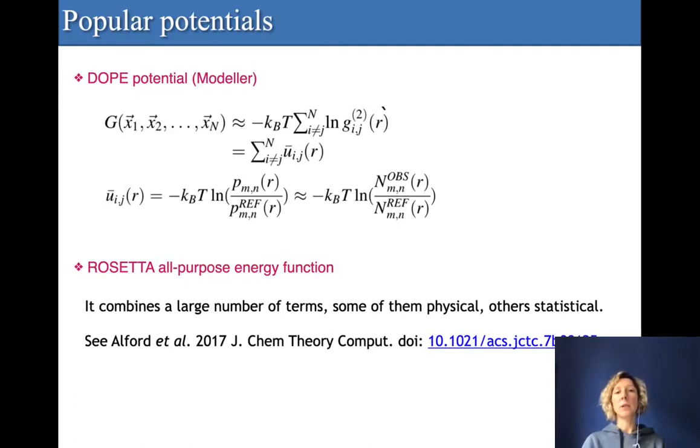A popular potential that can be mentioned is the DOPE potential. These are statistical potentials. Typically the DOPE potential is statistical. It's based on the distances that you observe in PDB structures between certain types of atoms, and you can consider all the combinations of types of atoms. We can mention the Rosetta potential, which is not purely statistical, but it includes a large number of terms, and some of them are physical and others statistical. So let's say it's an empirical force field, an empirical scoring function, energy function.